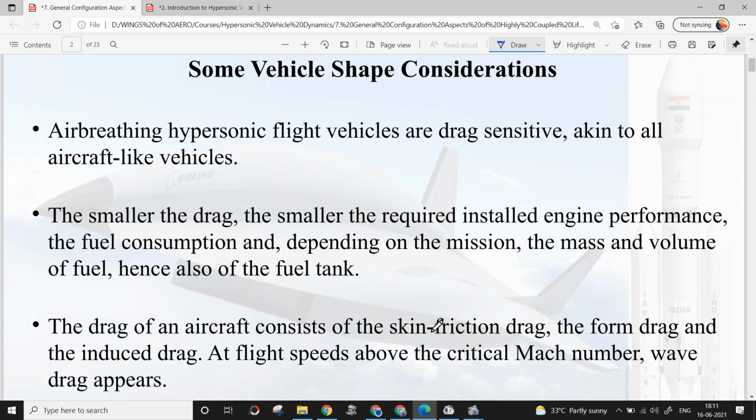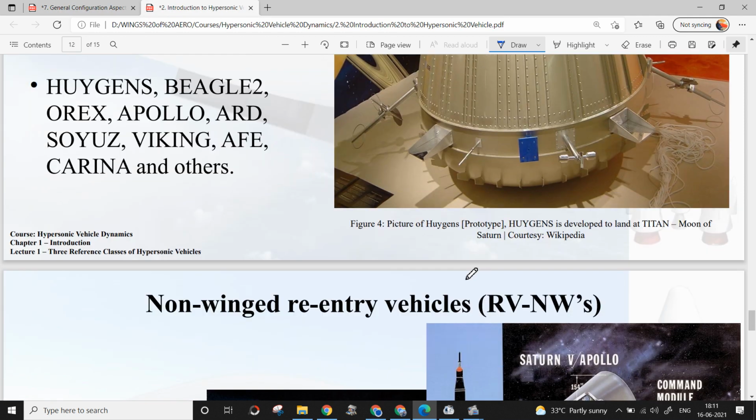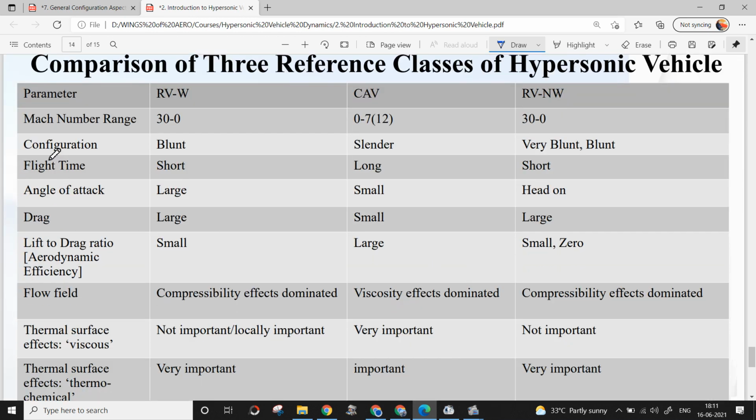So some vehicle shape considerations. In the last class itself we have seen that the vehicle configuration of cruise and acceleration vehicle is slender in shape. So in every aircraft, like supersonic aircraft or transonic aircraft, we will be preferring slender in shape rather than blunt in shape, right? Whereas for subsonic aircraft, blunt shape is fine, but when it comes to transonic and supersonic as well as hypersonic, we will be preferring slender in shape, okay, because it is going to fly in Earth atmosphere condition.